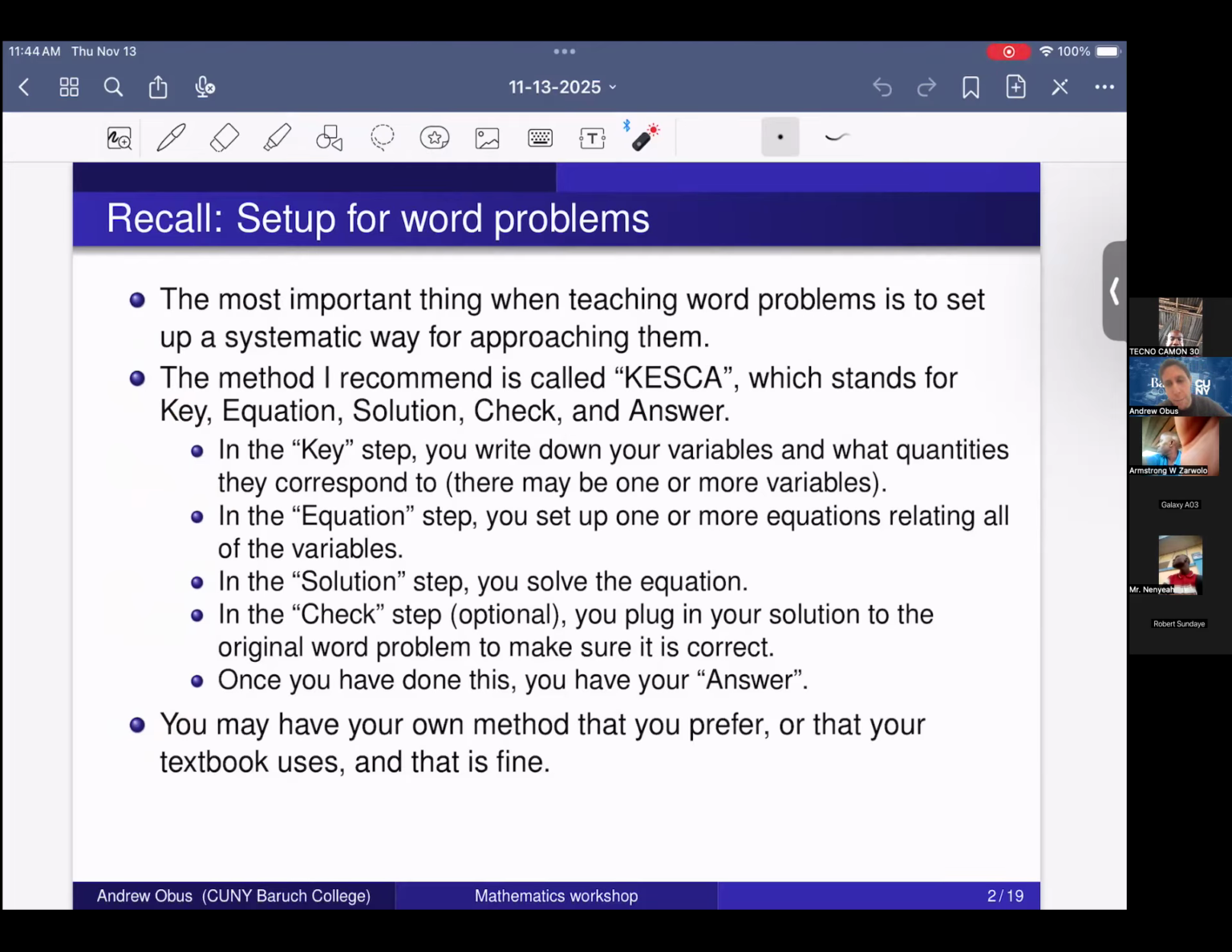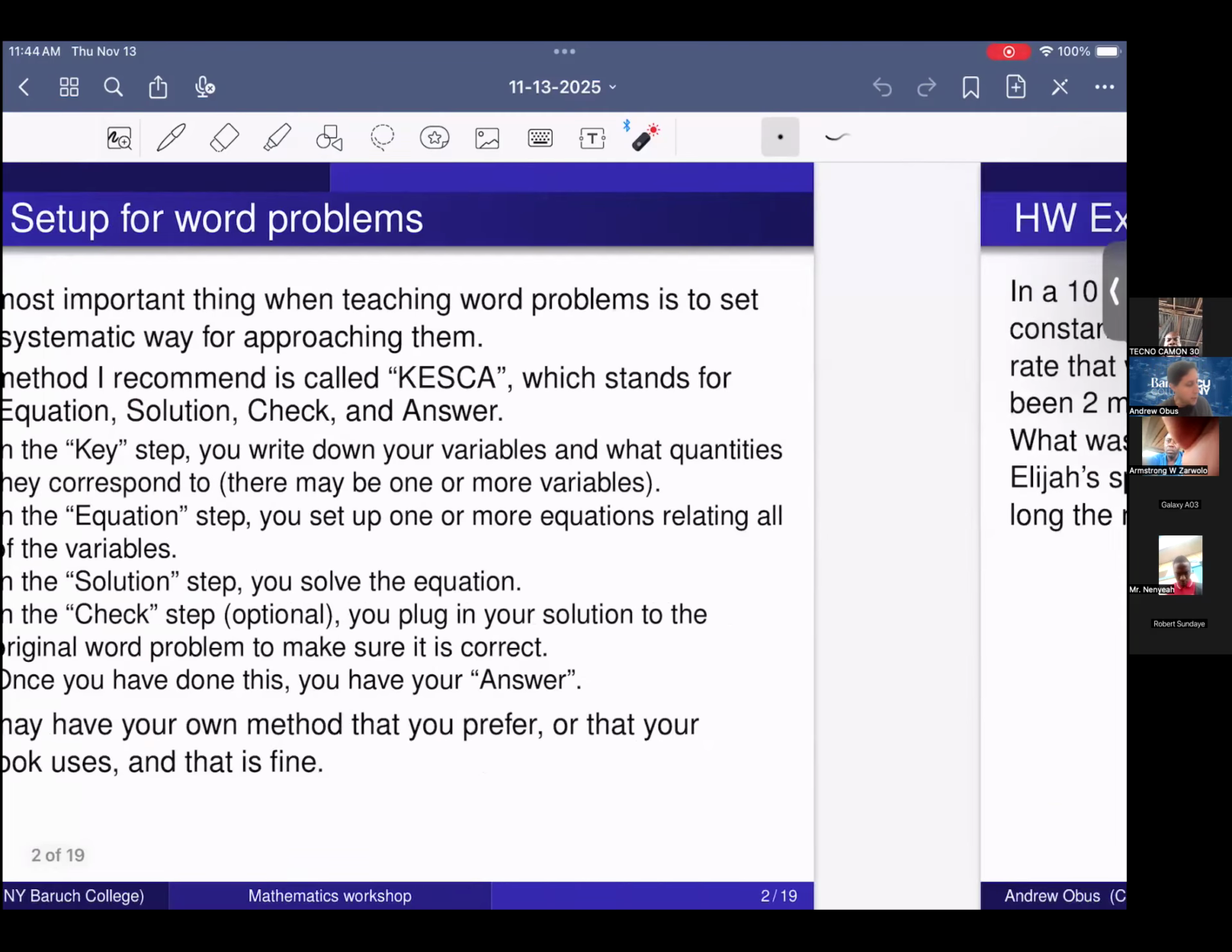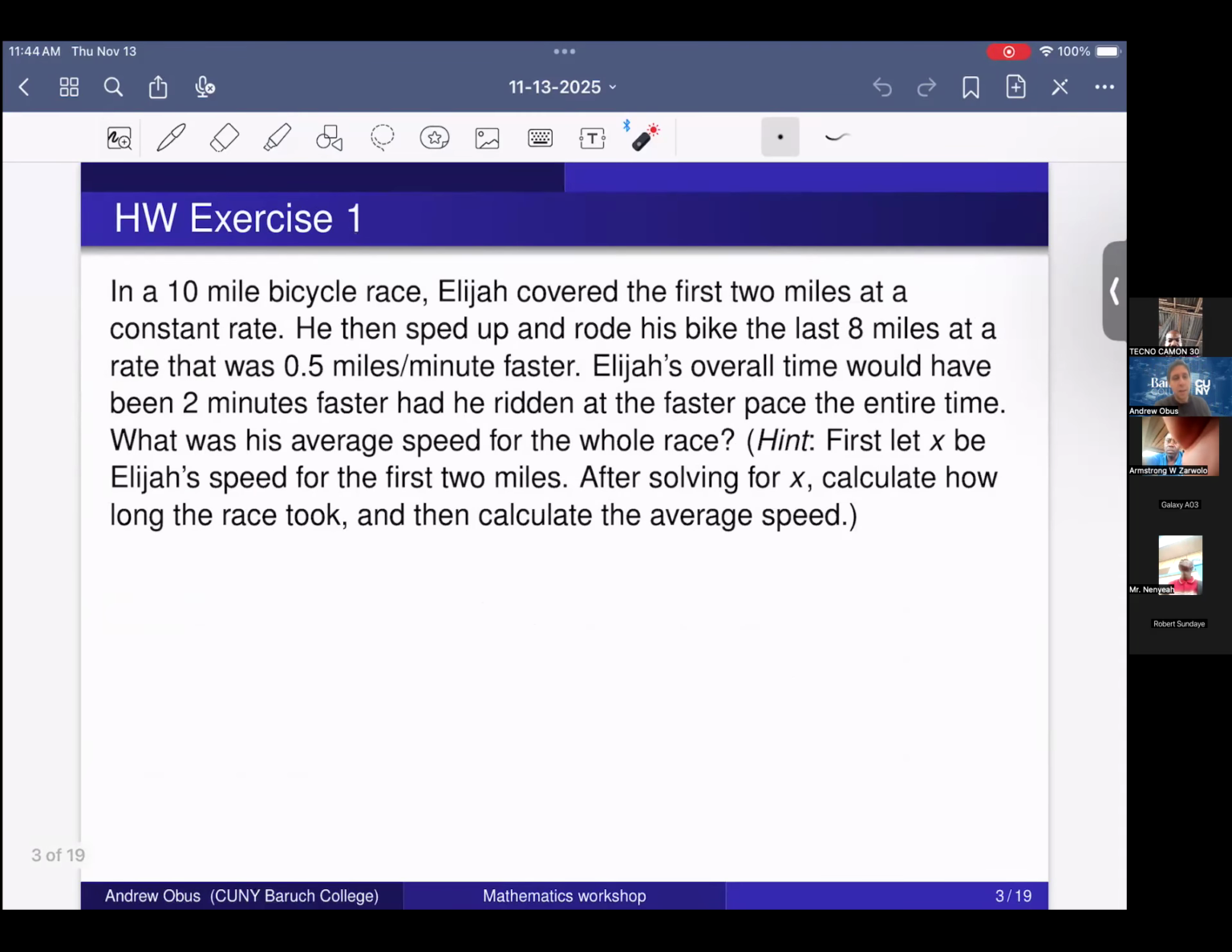Okay, so if you remember, we started 3 weeks ago with some very, very basic word problems that were easy to set up and to solve. And now we have some more complicated ones, but they can still be done using the exact same method. So here's the first exercise that is a little bit complicated. So let's read through it slowly.